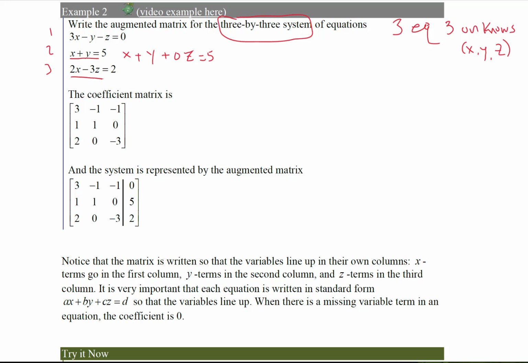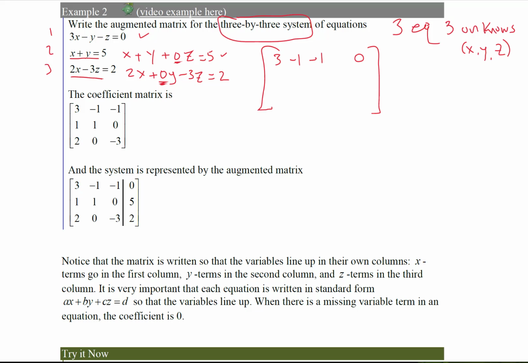On this third one, notice there is no y. You could think of it as 0y. So when we're pulling out the coefficients, if the variable is missing, it's understood that the coefficient is 0. So I'm going to make the augmented matrix. That means all of the coefficients and the answers to the equation. So on this first one, it's going to be 3, -1, -1, 0.